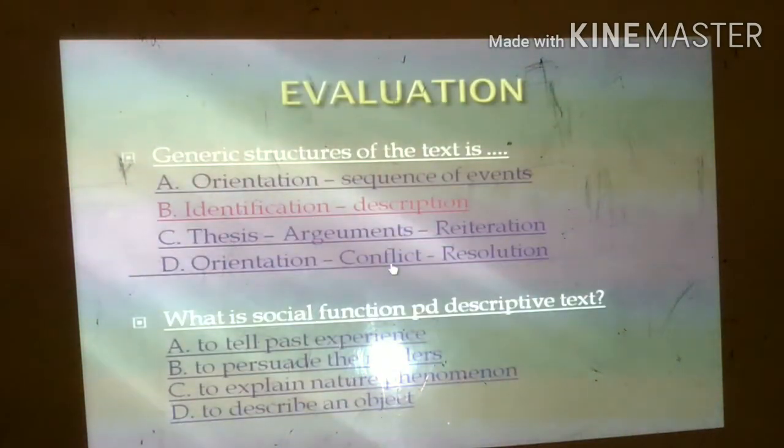The second, what is the social function of descriptive text? A. To tell past experience. B. To persuade the readers. C. To explain natural phenomena. And D. To describe an object. It's very easy. Yes, the correct answer is D.